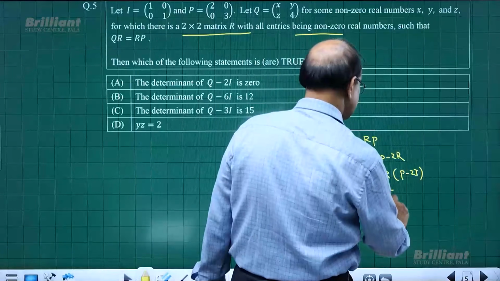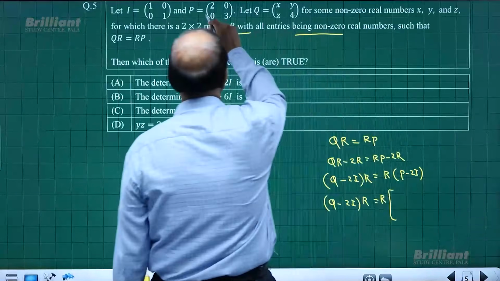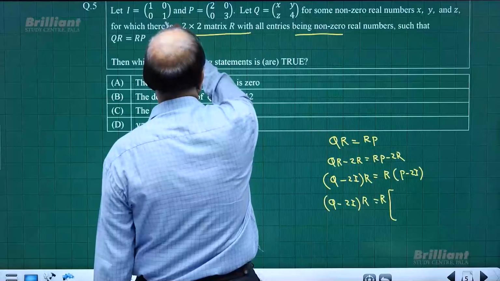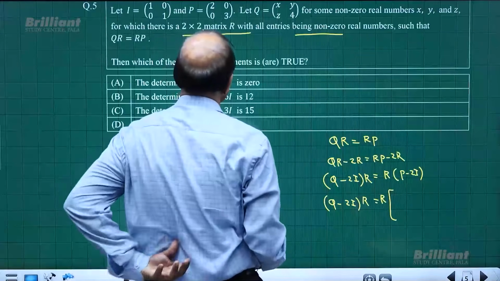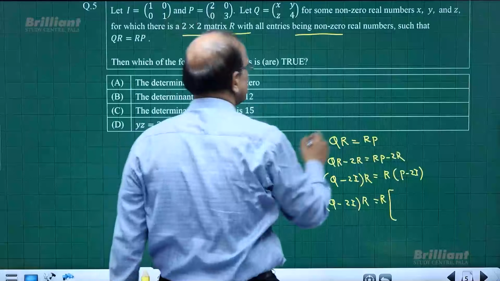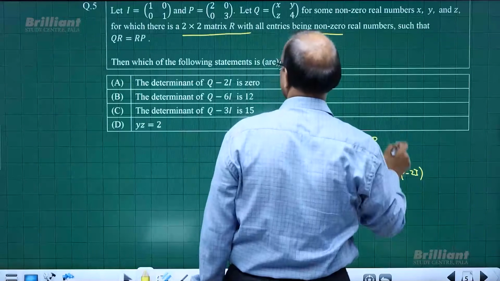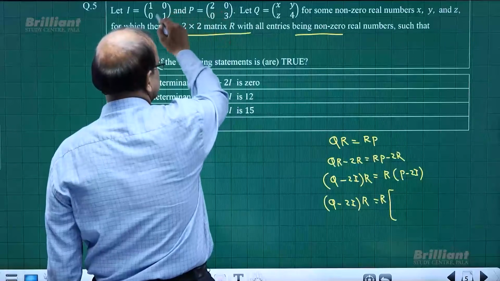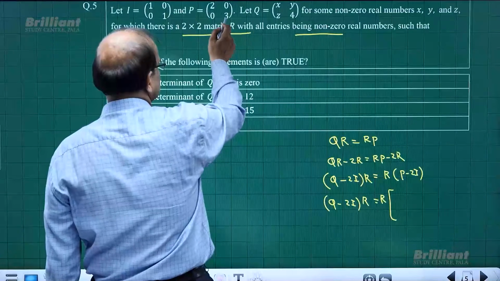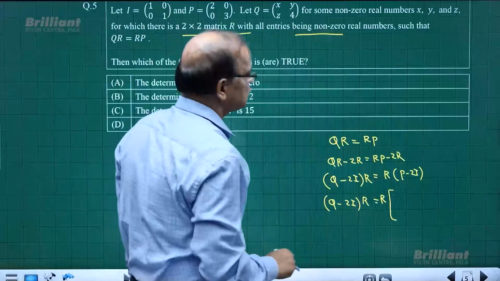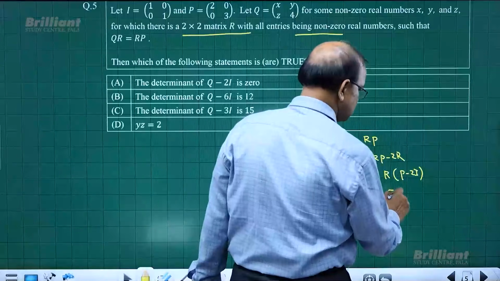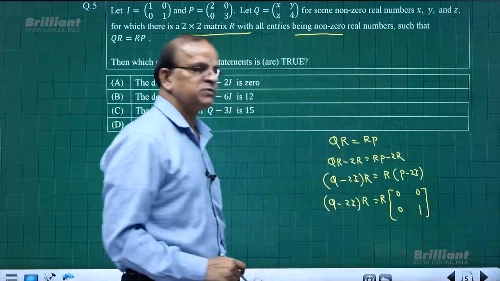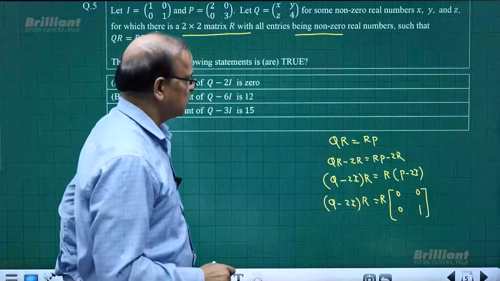So, this matrix is P minus 2I: 0, 0, 3 minus 1, so 0, 0, 1, 2 minus 2. Okay, so P minus 2I matrix. This minus this, 2, this multiplied by 2. 2 minus 2, 0, 0, 0, 3 minus 2, 1. So 0, 0, 1. Yes, okay, this is the P minus 2I matrix.